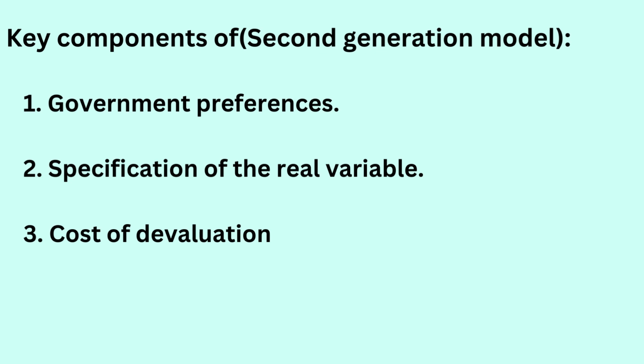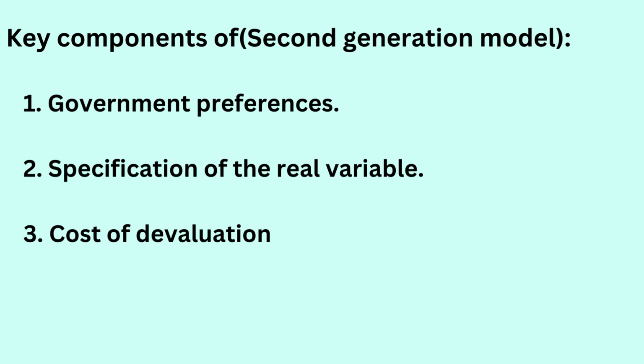Specification of the real variable. Different second generation models specify different real variables that are affected by an expected devaluation. This may be the level of output, the level of employment, or the real level of public debt. An expected devaluation is likely to lead to a fall in output, a rise in unemployment, or a rise in the cost of servicing public debt, since an expected devaluation raises the required interest rate.